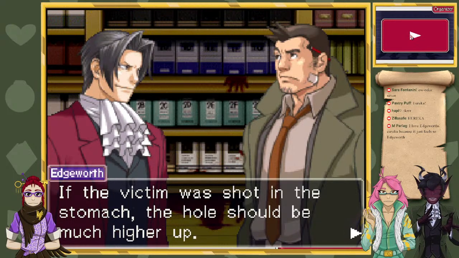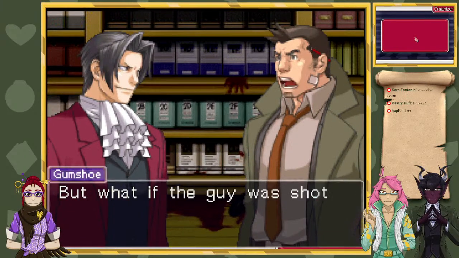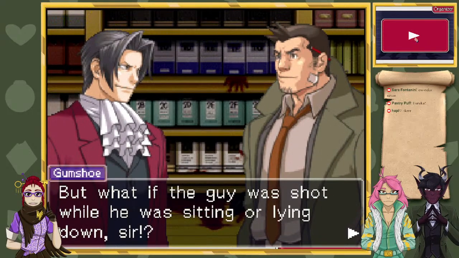No offense, Mr. Edgeworth, but everything below 6 feet is too low. It's just all the same to me. It kind of blurs together. If the victim was shot in the stomach, the hole should be much higher up. He ain't wrong.